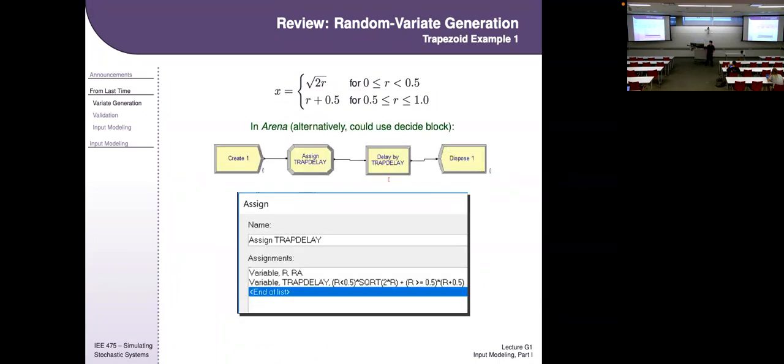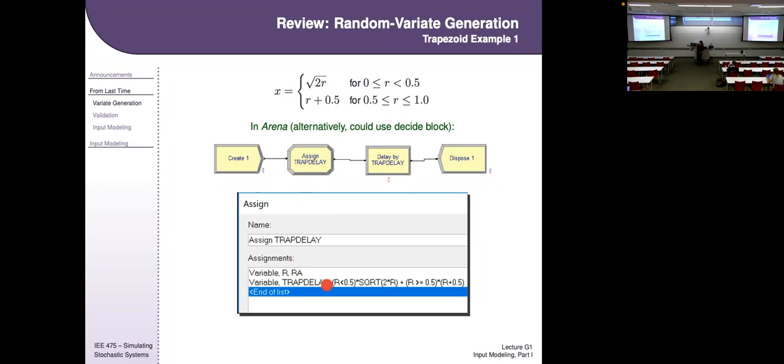I can also do it in ARENA. And so ARENA does not have this inverse CDF preloaded into it. So if I have modeled a system that needs this probability density function, in other words, this random variable, I am going to need to manually implement this the same way that I just did in MATLAB or Excel. And one way I can do that in ARENA is using an assign block. I can assign RA, which is shorthand in ARENA for a uniformly distributed random number.